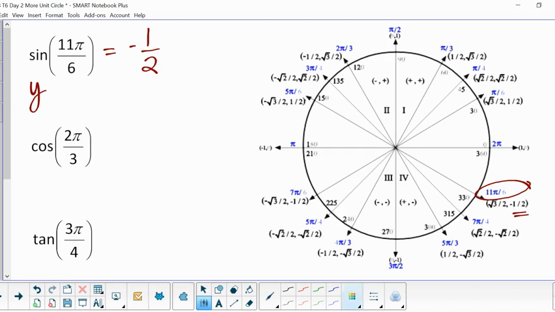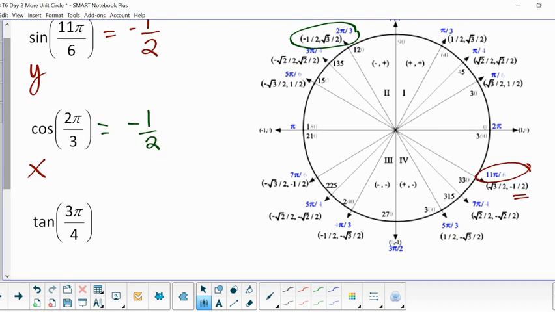Okay, then you have cosine now. Well, cosine is the x value. Oops, I meant to change the color there. So I'm going to go to 2 pi over 3 on my unit circle. So here it is. And I am going to use the x value there because we are talking about cosine. That actually happens to also be negative a half.